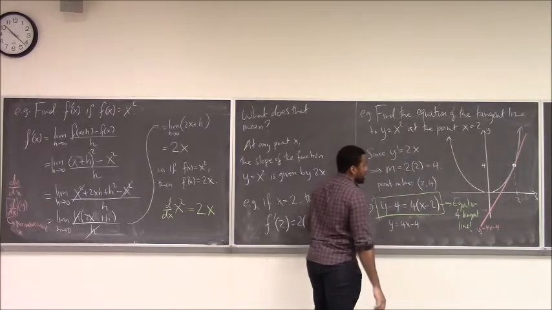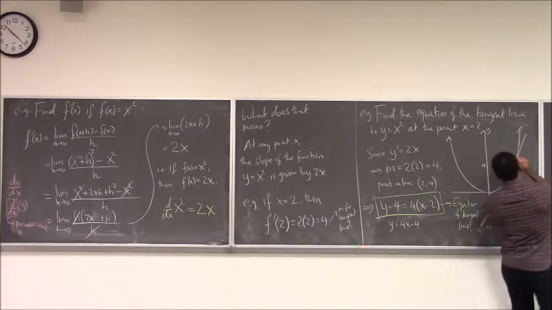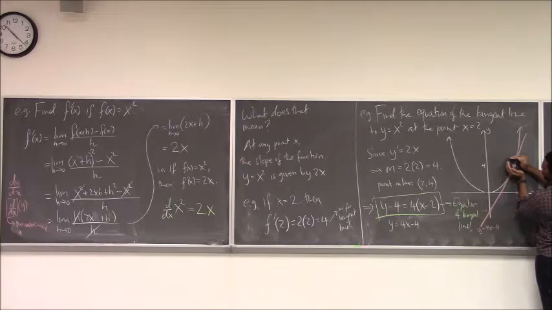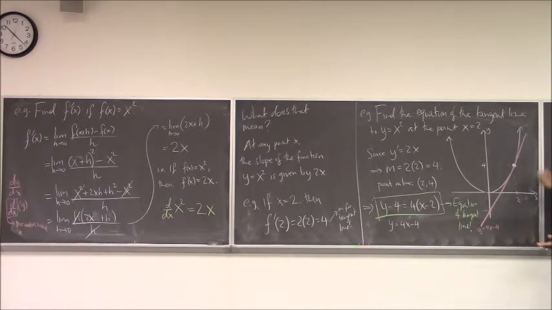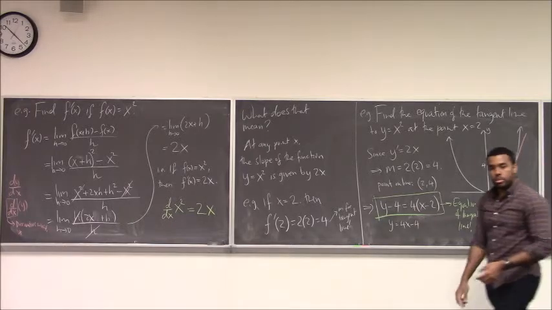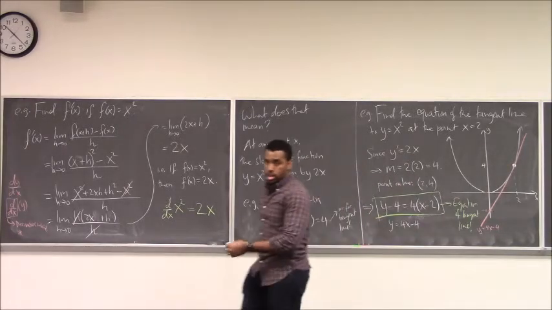And the idea being, if we zoom in close enough to this region that contains this point, the curve of y equals x squared and the line y equals 4x minus 4 will effectively be doing exactly the same thing. One can be used to approximate the other.